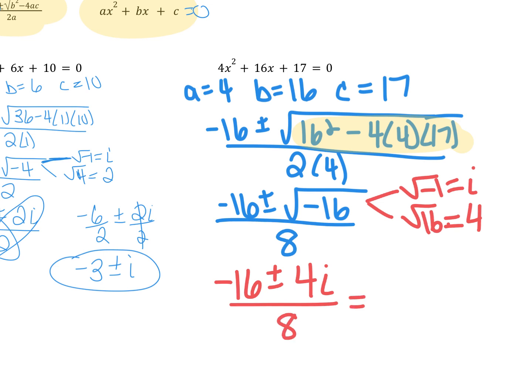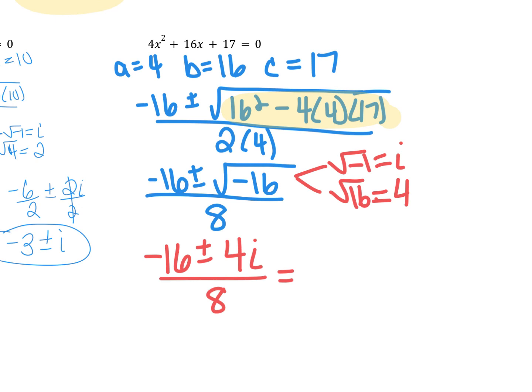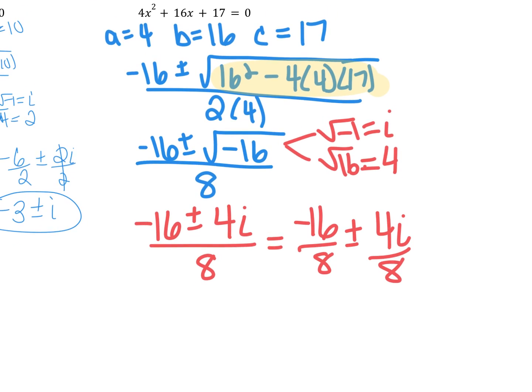Okay, so we are just going to break it apart. So we'd have negative 16 over 8 plus or minus 4i over 8. And negative 16 over 8 is just negative 2, plus or minus 4/8 is just a half. So we would have 1/2 i. Okay, and that i just goes right next to it.